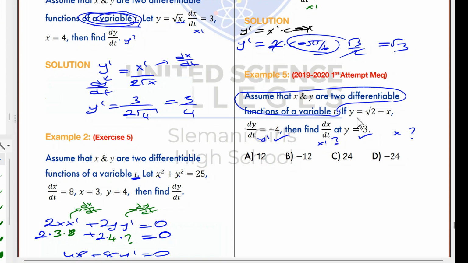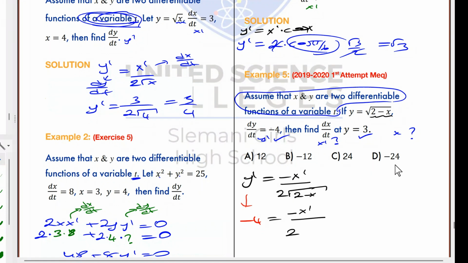So let's differentiate this function. Derivative of y with respect to t is y prime equals derivative of this square root is derivative of the inside, which is negative x prime, divided by 2 square root of 2 minus x. Now let's substitute the given. y prime is given as negative 4. Write negative 4 instead, equals. x prime is unknown. We don't know. It has negative in front. 2. What about square root 2 minus x?